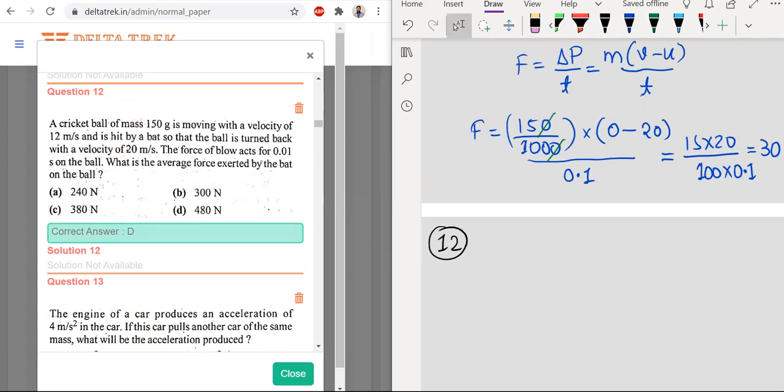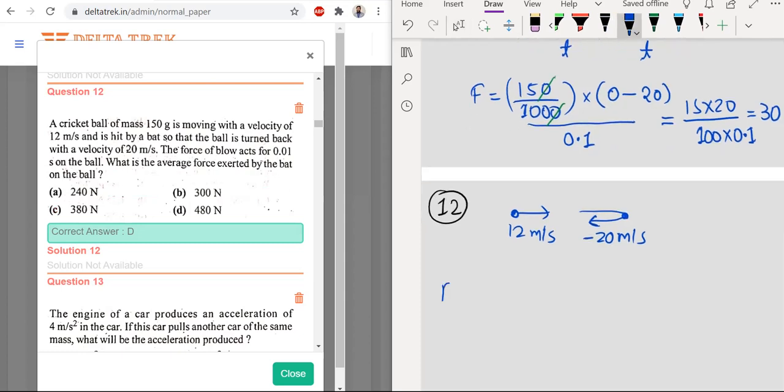Question 12. Now what happens in question 12? The ball is initially moving with 12. Now it hits it, so that it turned back. It turned back with a speed of 20. So that means now it is negative, in the opposite direction it is negative.